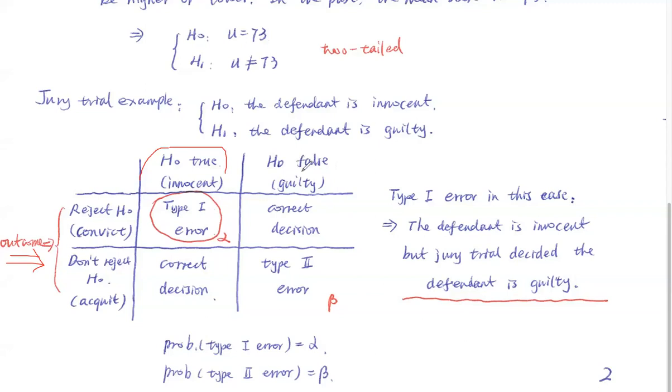If the person is guilty and the jury says yes, it's guilty, they are making the correct decision. Follow me, right? If the person is innocent and the jury says innocent, they are making the correct decision. But if the person is guilty and the jury says not guilty, we are making a mistake. So we call this type 2 error, everybody. The corresponding probability, we use the letter beta to indicate that.